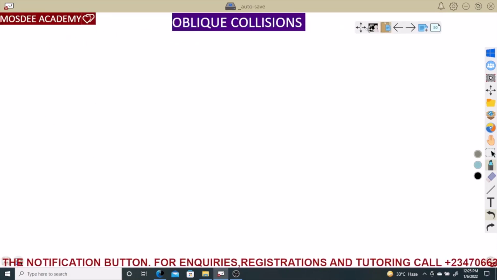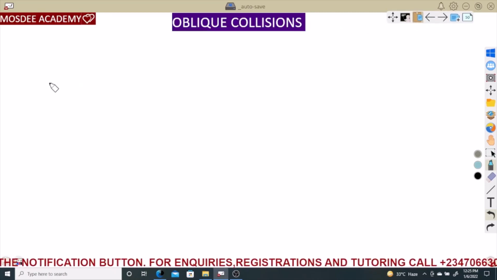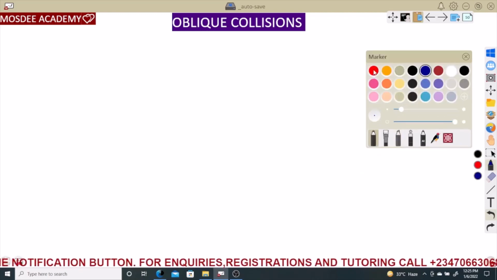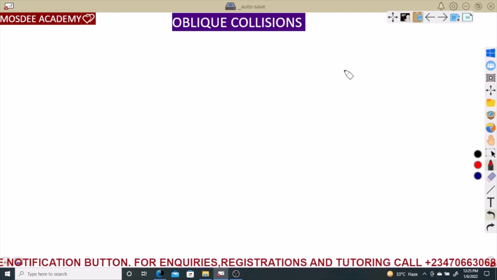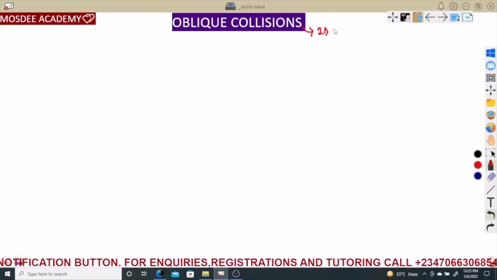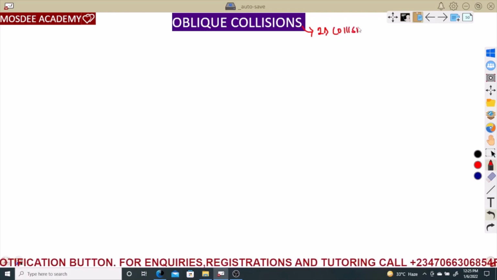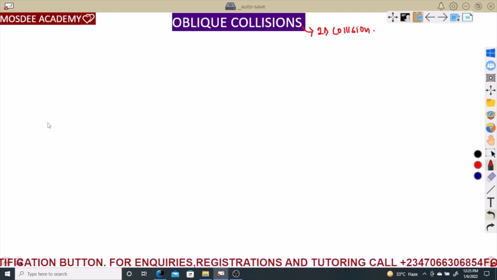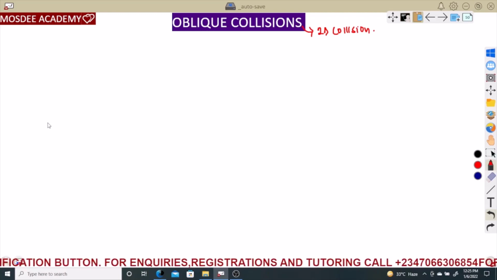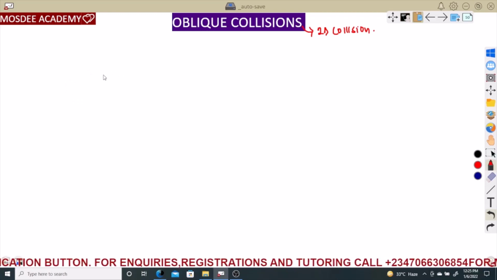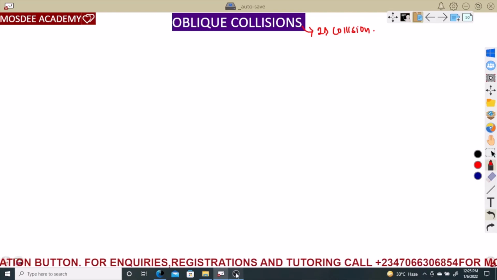The next one is what we call oblique collision. When we say oblique collision in physics, we are talking about representing collision of bodies in 2 dimensions, that is, 2D collision. So when collision is in 2D, we call it oblique collision. These are collisions of bodies moving in 2 dimensions. Now, let's try to give an illustration of bodies that are moving in 2 dimensions.